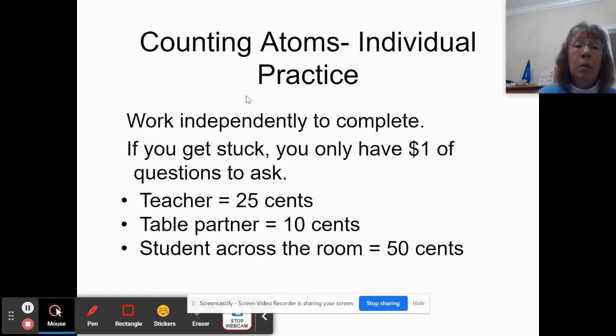Now, some individual practice. Work by yourself to complete. If you get stuck, you have only $1 of questions to ask. You can ask the teacher for 25 cents, your table partner for 10 cents, but if you shout across the room, you've used up 50 cents.